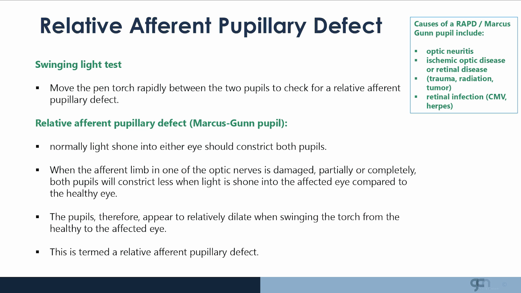The pupils therefore appear to relatively dilate when the swinging torch moves from the healthy eye to the affected eye. And this is termed a relative afferent pupillary defect. And the damage to the affected optic nerve can be due to optic neuritis, ischemic optic disease or retinal disease from trauma, radiation, tumor, or even a retinal infection from cytomegalovirus or herpes. So the neuroanatomy helps understand how these tests correlate to the clinical findings.